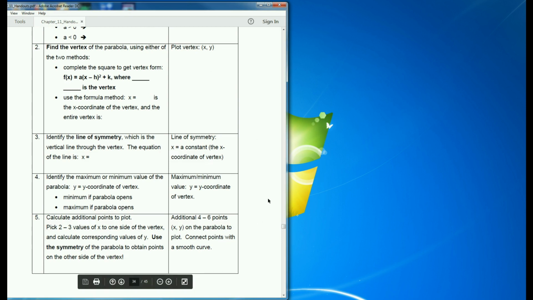Calculate some additional points to plot. Basically going maybe 2 to 3 values of x to one side of the vertex, calculate y, and then using the symmetry of the parabola to obtain points on the other side of the vertex. It's going to be perfectly symmetric, so you don't need to calculate more points, just use the symmetry. I'll show you what I mean when I do an example. So then you have maybe this many points total plus the vertex, and you've got enough to have a good idea. Just go ahead and connect the points with a smooth curve.